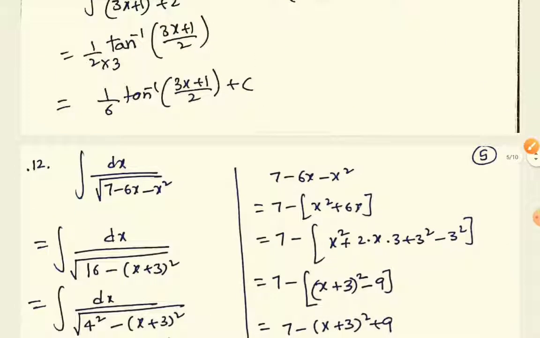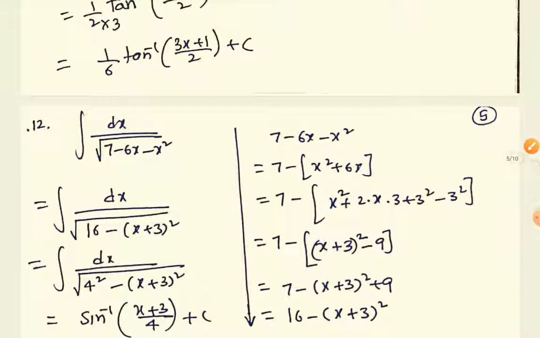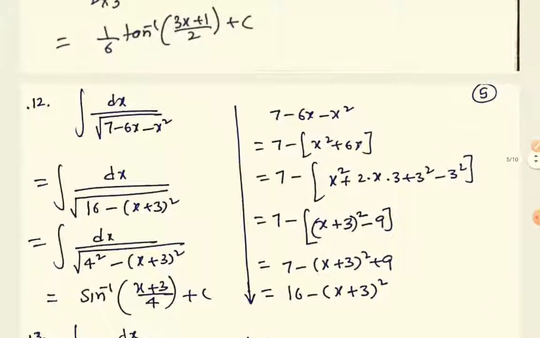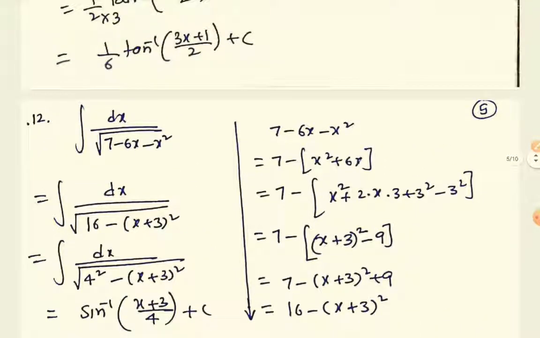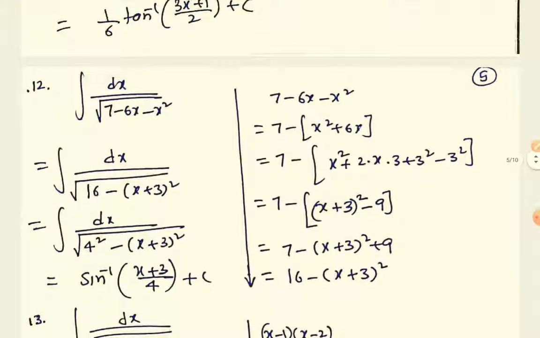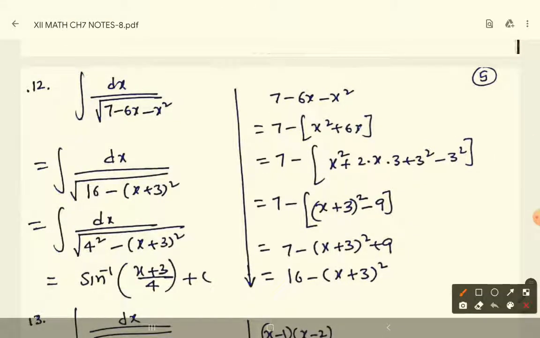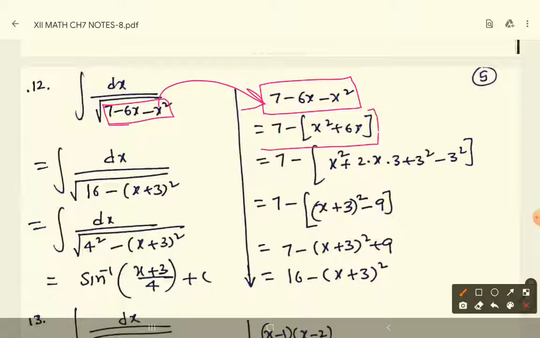Next, the 12th question. It is also the same completing square method, but x square has a negative. So how to do this completing square? Look at this very carefully. See, 7 minus 6x minus x square was taken separately and the completing square method was done. 7 minus 6x minus x square: take the minus out from x square and 6x. So then 7 minus, keep it like this.